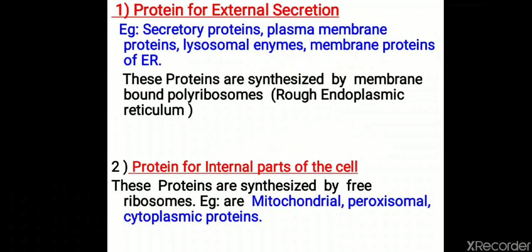Whereas the second type of protein is protein for internal parts of the cell, that is mitochondrial protein, peroxisomal protein or cytoplasmic protein, and all these proteins are synthesized by free ribosomes.